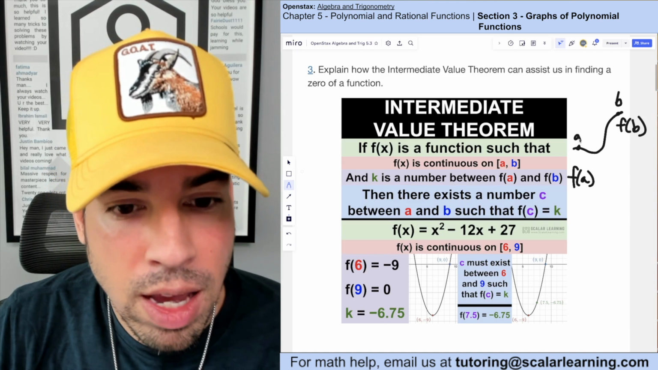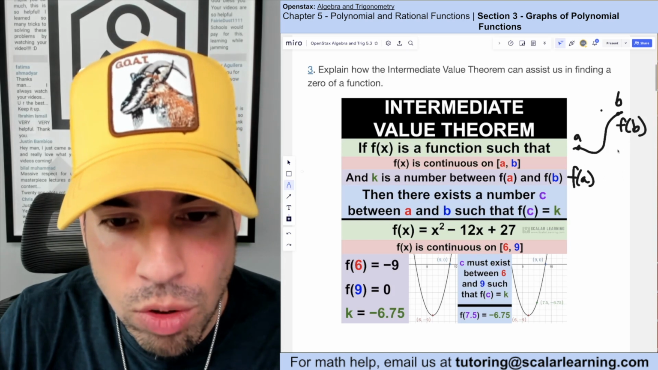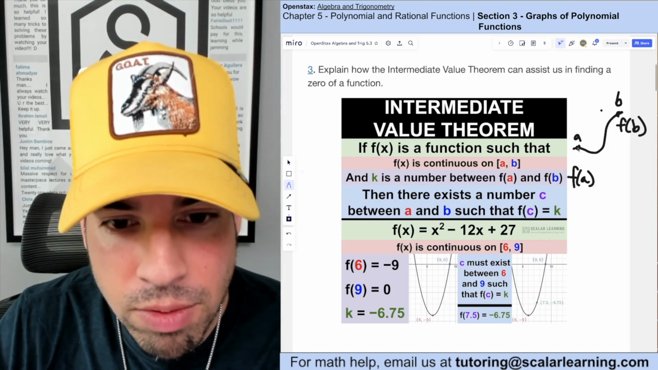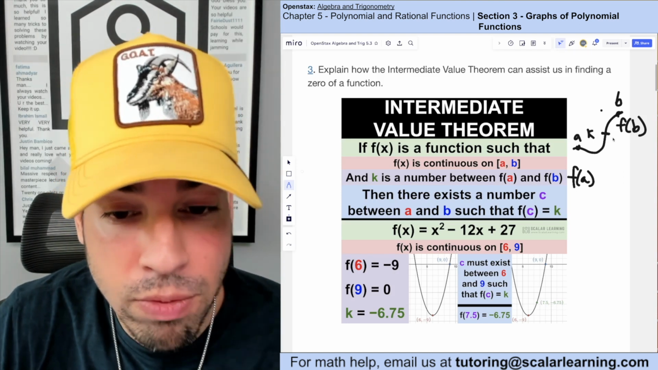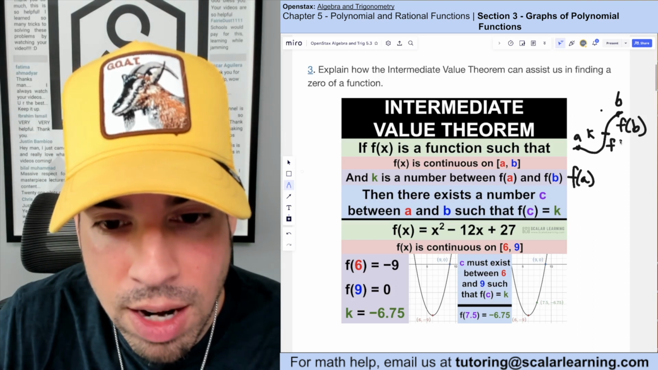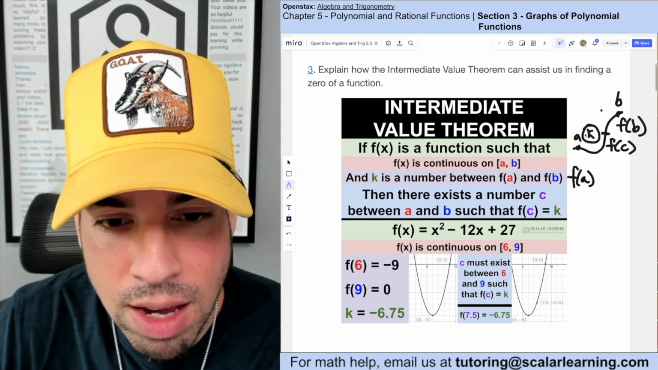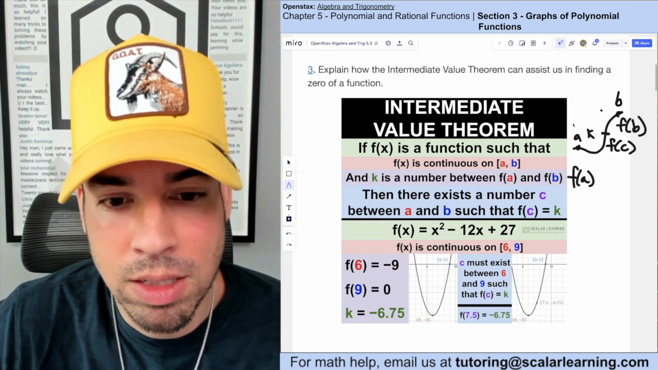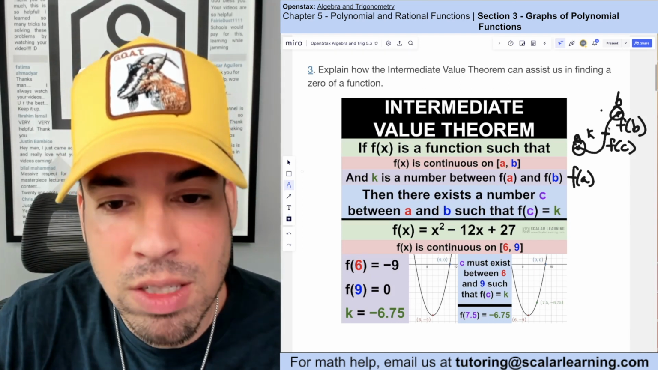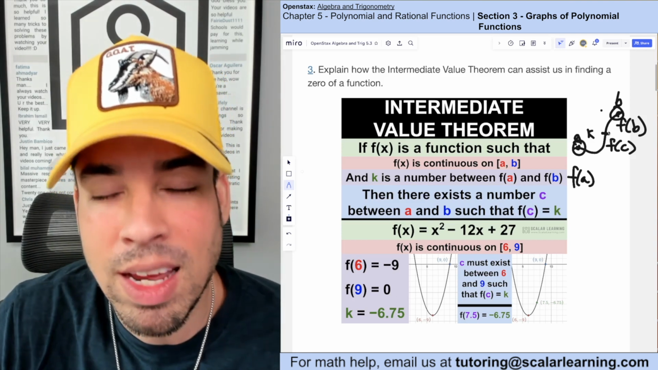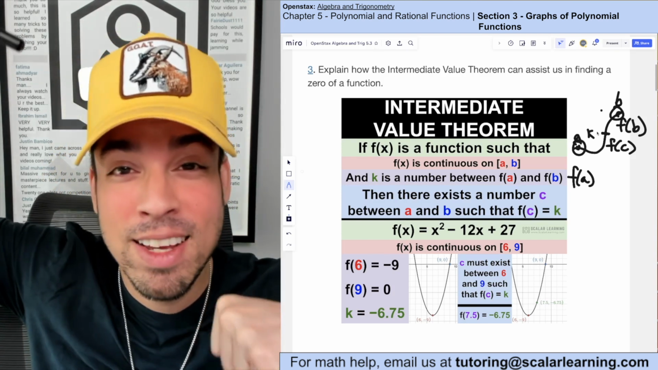So if I have an interval from a to b, and k is a number between f of a and f of b, right? Let's say here's f of b, here's f of a, and k is here, at this level. The intermediate value theorem then says there must be some c in between a and b such that f of c equals this k value. So what does that really mean? It basically means that if I have a starting point here and here, and this is smooth and continuous, there must be some point in this interval that has a function value equal to a value in between the function values of the endpoints.